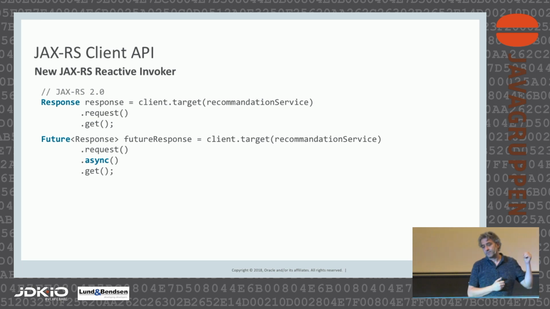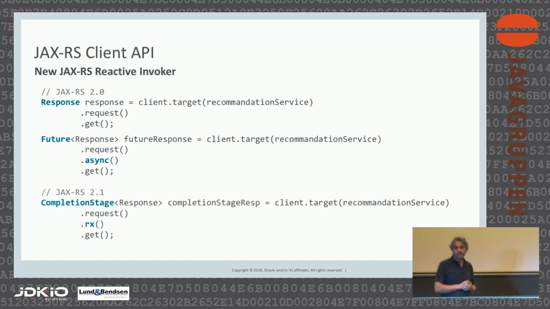So we first have the default invoker, which is blocking. We then have the async invoker of JAX-RS 2, which is async, but has some limitations. And in JAX-RS 2.1, we are adding a third invoker. It's this Rx invoker, which is an asynchronous, non-blocking, reactive invoker. And if you look at the return type that we have when we use the Rx invokers, it's a CompletionStage of the response type. So it's not a Future anymore, it's a CompletionStage.